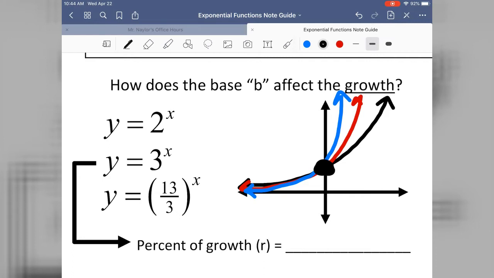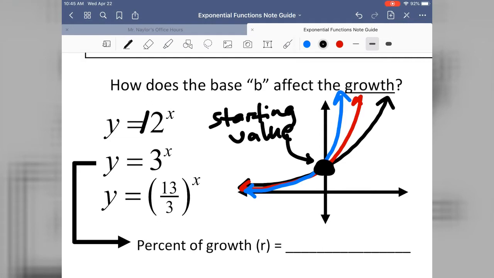That's right, the y-intercept. Now, the y-intercept is what we call the starting value. And that starting value is the letter A, which is in front of all these bases. So, what number is in front of each of these bases? Well, it's the invisible number 1. And that invisible number 1 is serving as our y-intercept for each of these equations.